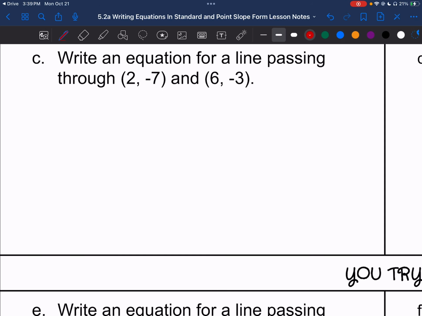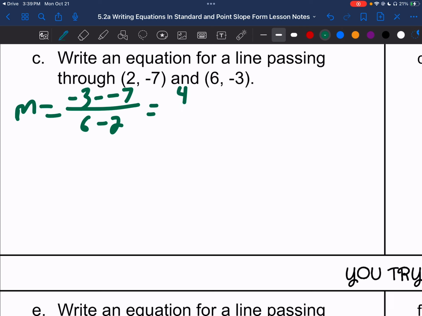2 more with me. So we've got our equation. We need to find our slope first. We've got -3 minus -7 over 6 minus 2. -3 minus -7, that's -3 plus 7 is 4. 6 minus 2 is 4. 4 over 4 simplifies to 1.